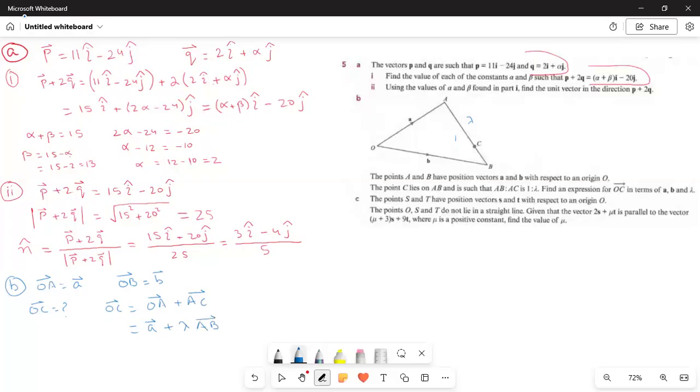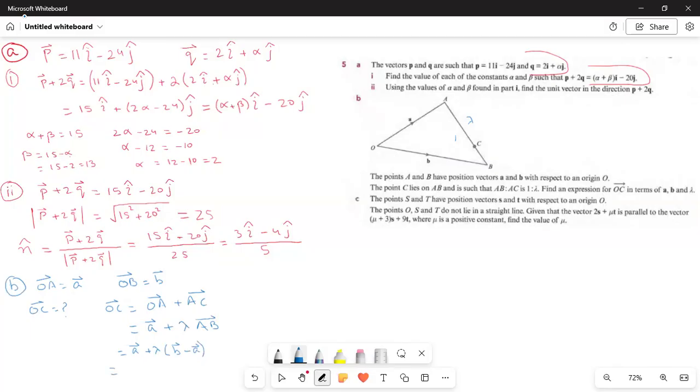So OC is A plus lambda times AB. Now, what is AB? AB is the B vector minus the A vector. We have done this several times before.